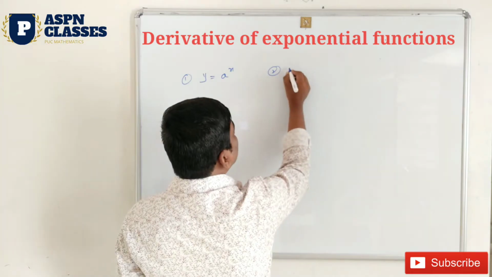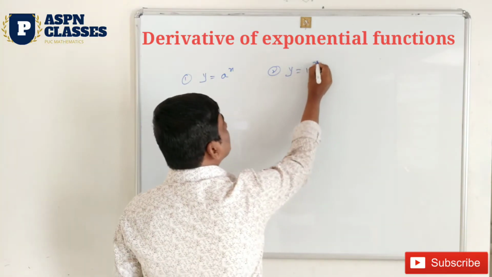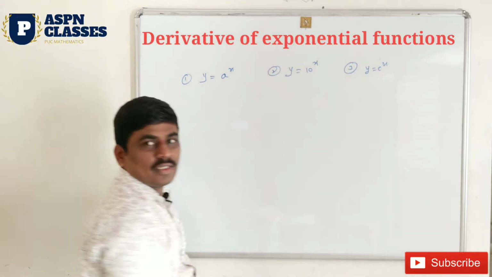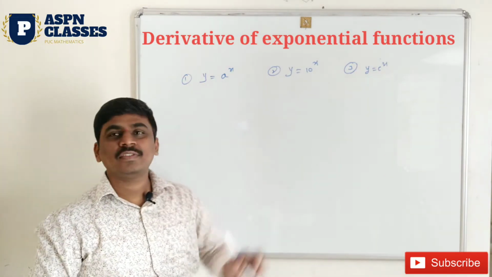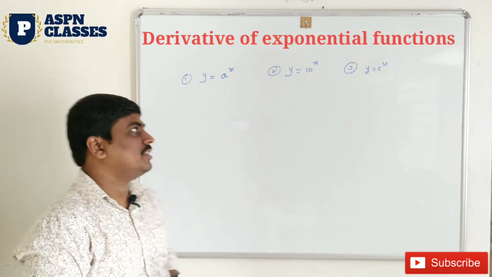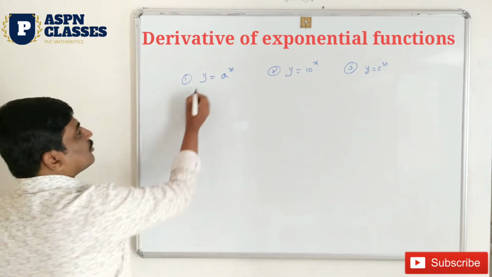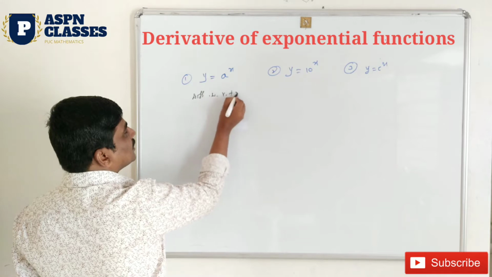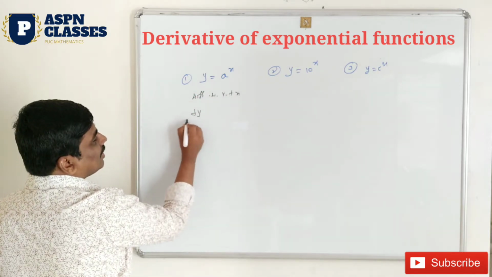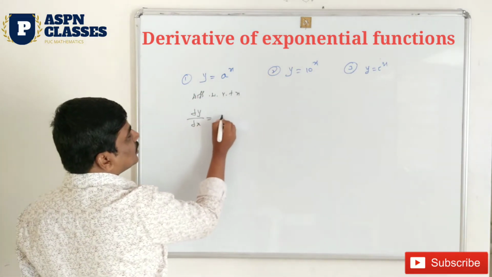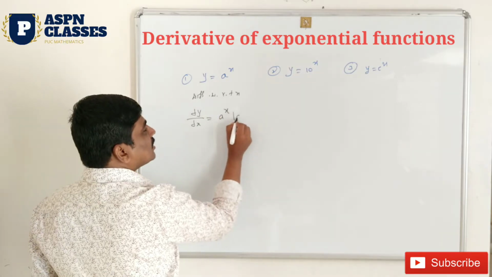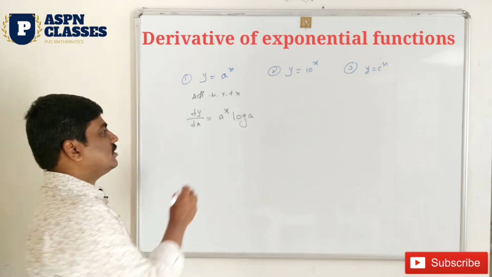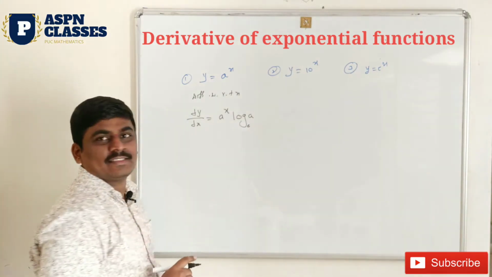I am going to take one more example, y is equal to 10 raised to x, or a third one, y is equal to e raised to x. Now you have to take out the derivative of these exponential functions. Observe here, I am going to differentiate with respect to x. Then what is the answer here? dy by dx is equal to a raised to x as it is, then log of a. Or base e also you can write it here.